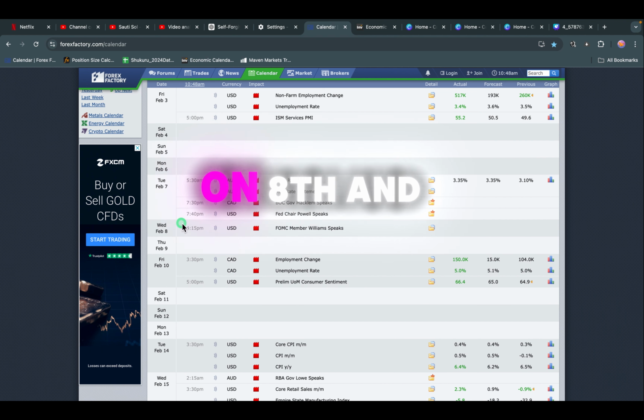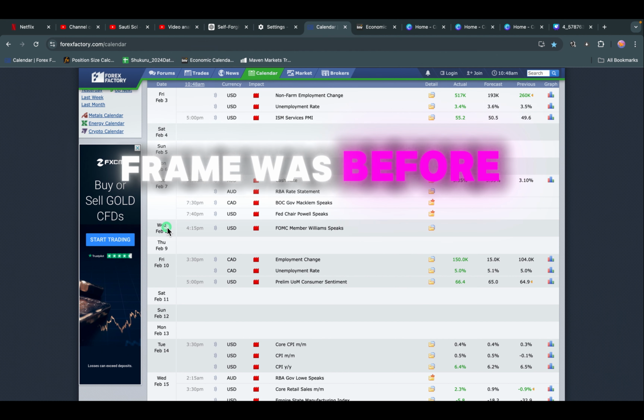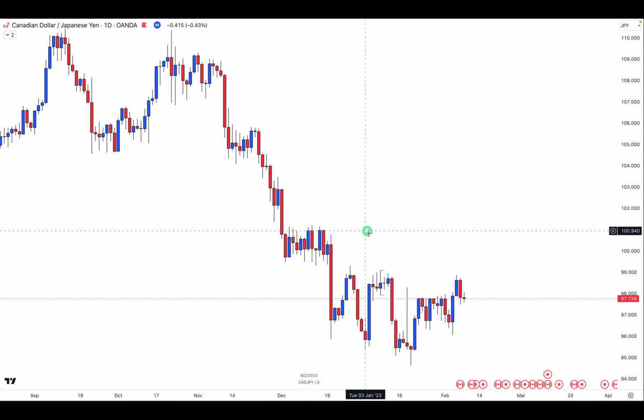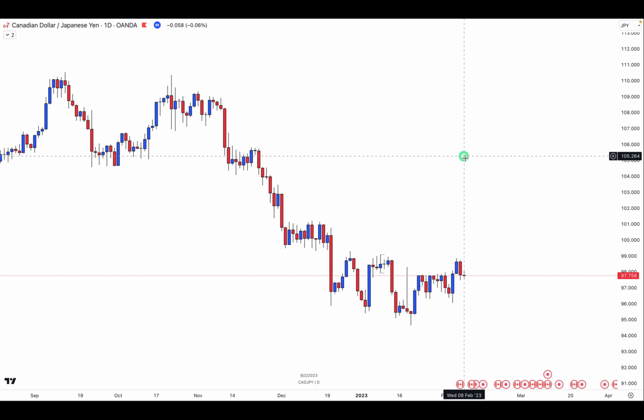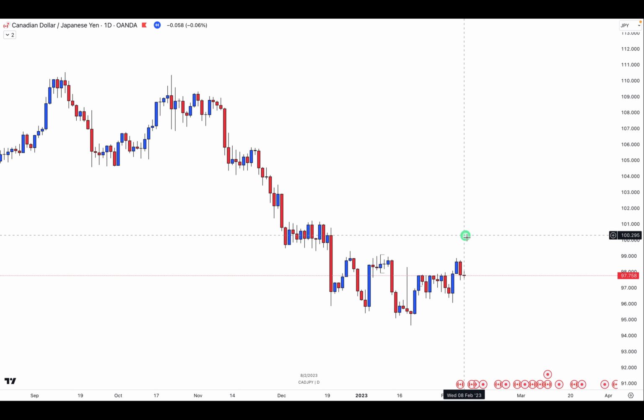Let's go again to the 8th and see how the daily time frame was before going to the M15 to search for entries. If you go to the daily to trade on the 8th, it means the 7th should have closed bullish since we are looking to buy.